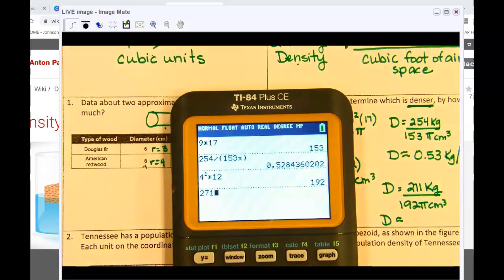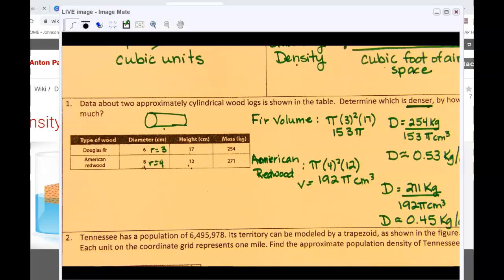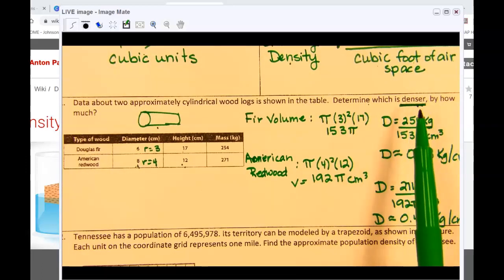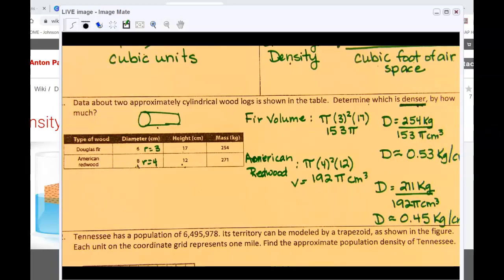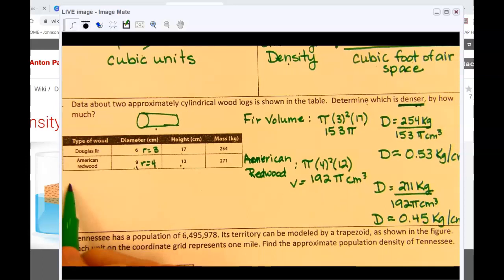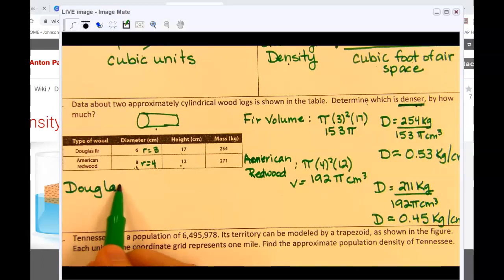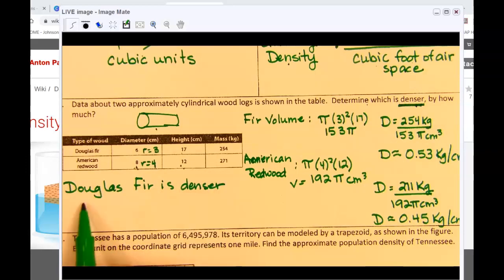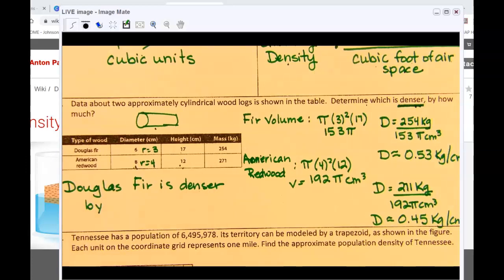So 271 divided by 192 pi, and it is approximately 0.45 kilograms per cubic centimeter. Now the question states determine which is denser, and then by how much. So for this one, we are going to say the Douglas fir is denser by, and then we're going to calculate by how much.